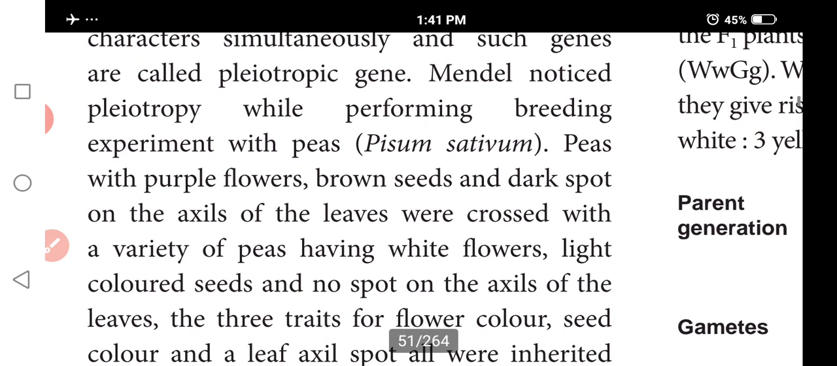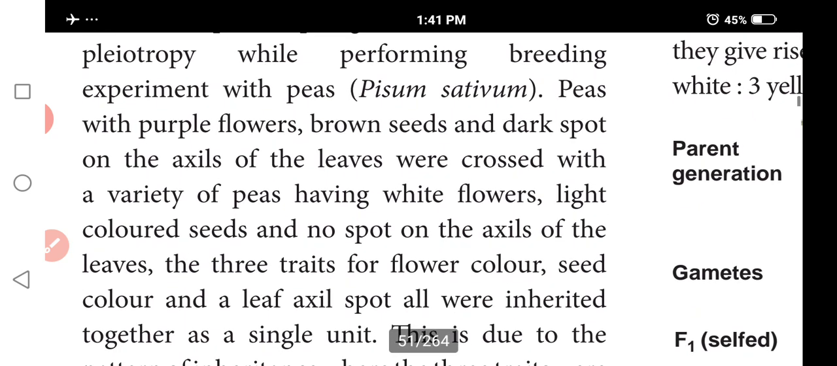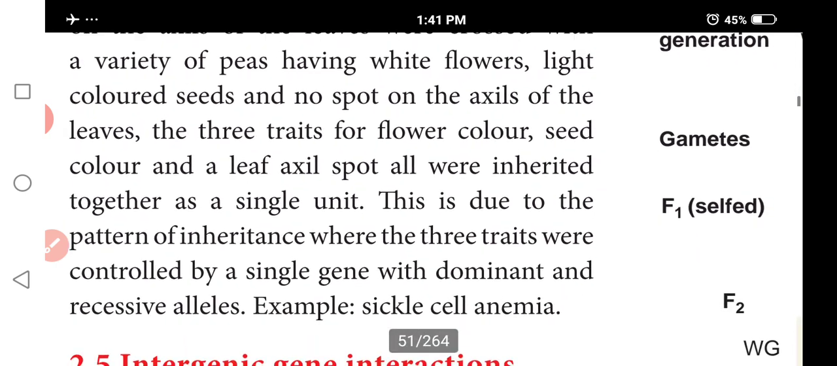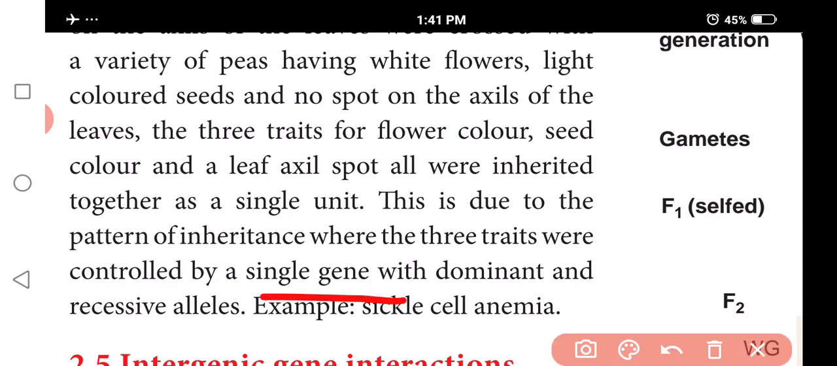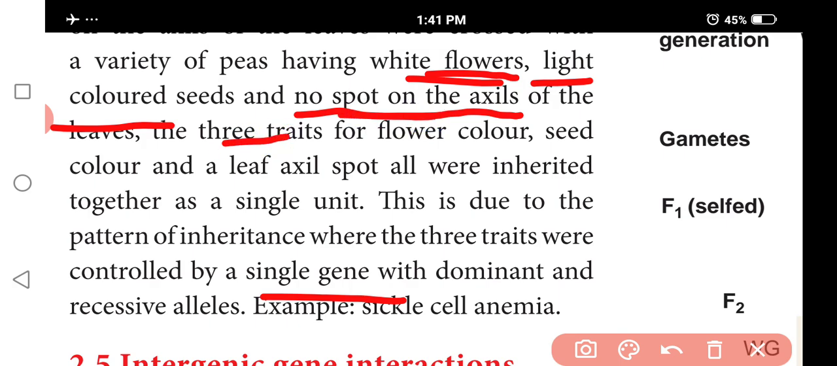Mendel noticed, while performing his experiments with pure lines, that purple flowers, brown seeds and a dark spot in the axils of the leaves were inherited together as a single unit. Three traits were controlled by a single gene. What are the traits? White flowers, light colored seeds, and no spot on the axils.